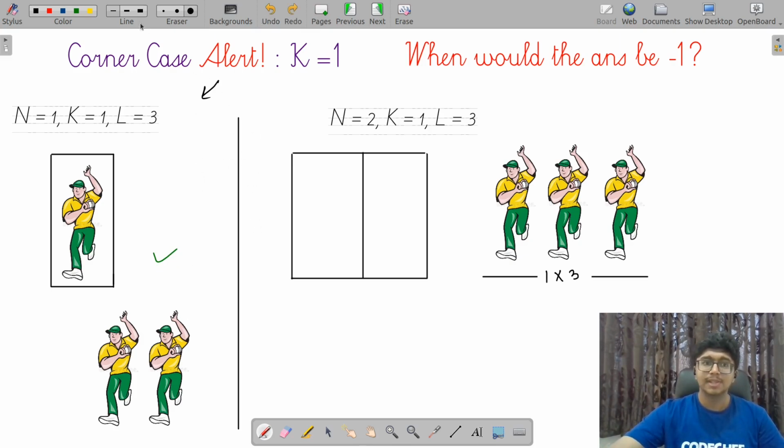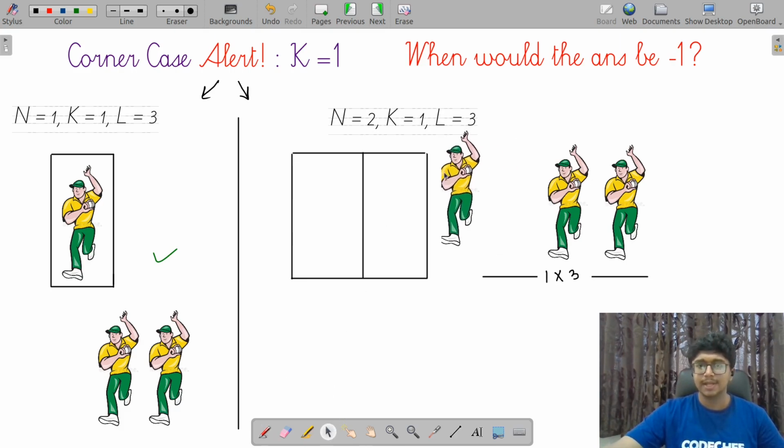But say for example, I have a second case where the value of n is greater than 1, let's say 2 in this case. So I have n as 2, the value of k is 1 because we are discussing k is 1, and let l be anything, let's say the value of l is 3. Now we have 2 bowlers, we have 2 overs, right?